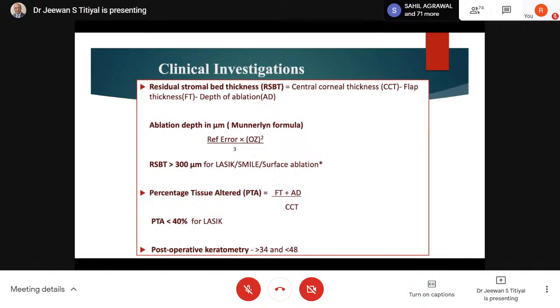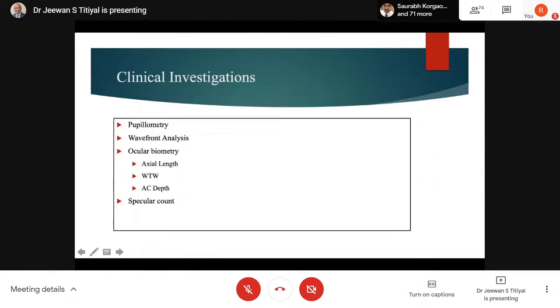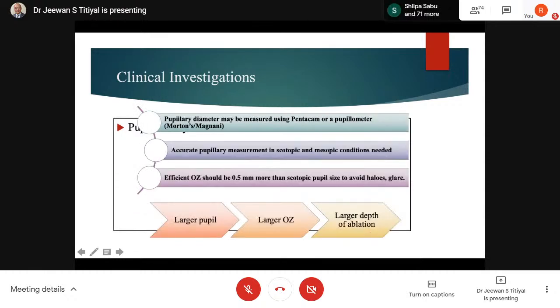This is another important point here, the corneal keratometric values also. It should not be too flat or too steep. So if you look at post-operative keratometry, if your procedure is going to give you an ultimate keratometry of less than 34 or more than 48, then you should not be doing surgery for these patients. Pupil size measurement is also very important, because if you have a larger pupil, then you require a larger optic zone, and once you increase the optic zone, the ablation would also be larger in these cases.